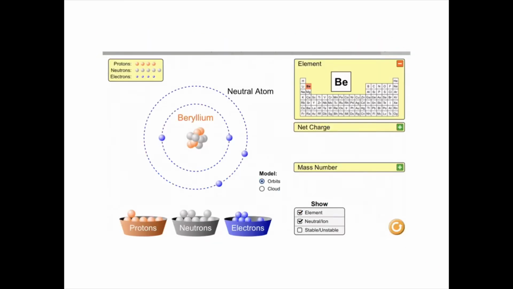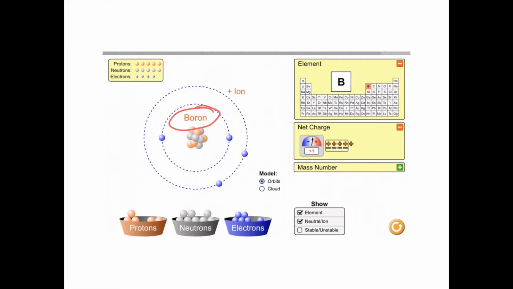Let's see what happens when we add a proton to a neutral beryllium atom. Look at the net charge change. It is now a positive ion. However, it is no longer beryllium. It is something different. It is boron. We want a positive beryllium atom, not a boron atom. Take that proton back and try something different.